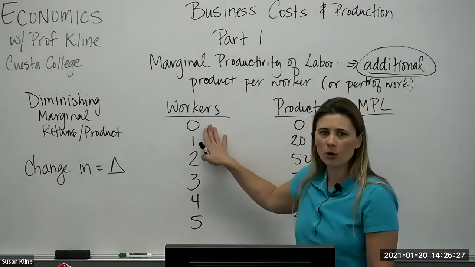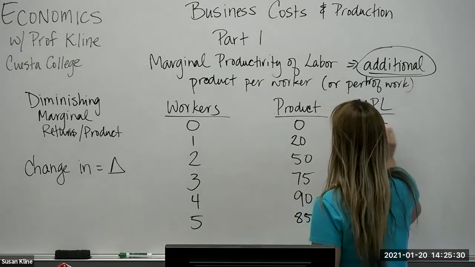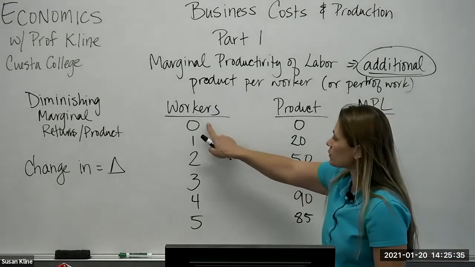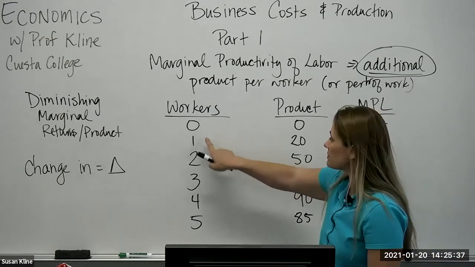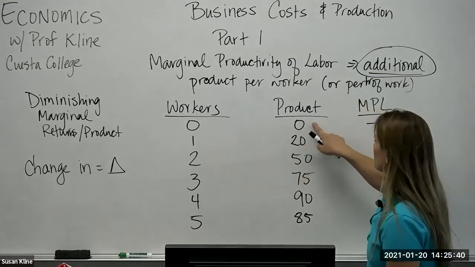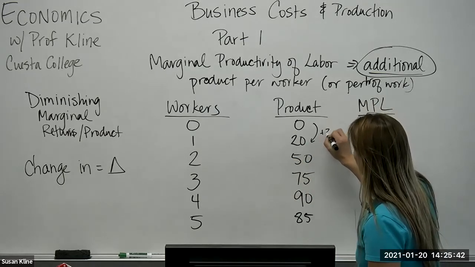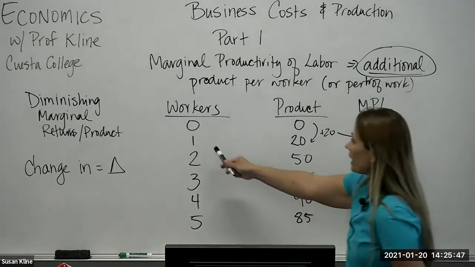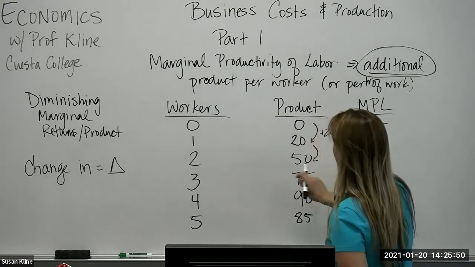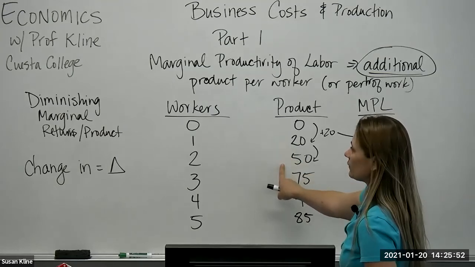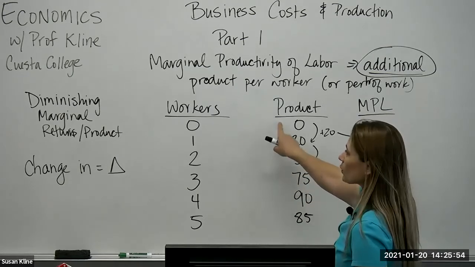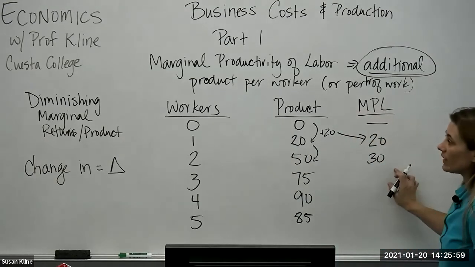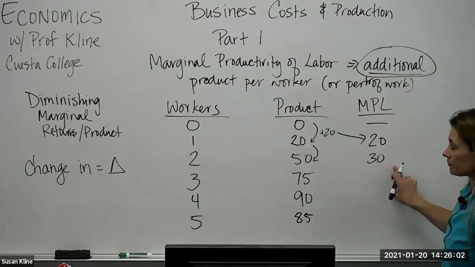And in economics and in mathematics, the Greek letter delta tells us that it is the change in, right? So if we have 0 workers, we haven't changed from anything. There's no change that occurs there, so there's no marginal production. When we've hired 1 additional worker, going from 0 to 1, our product increased from 0 to 20, right? And so our marginal product is 20. When I hired the second person, our total product went from 20 to 50. So our marginal product is 30. We've increased our production by 30.